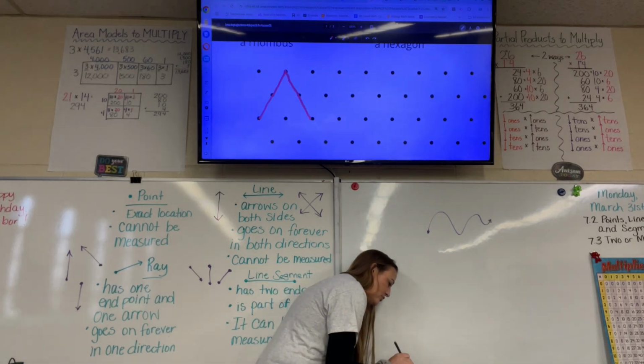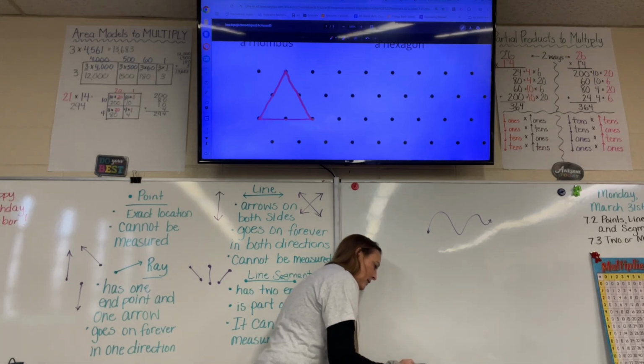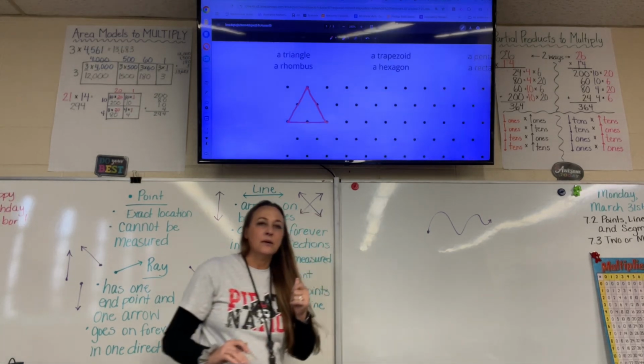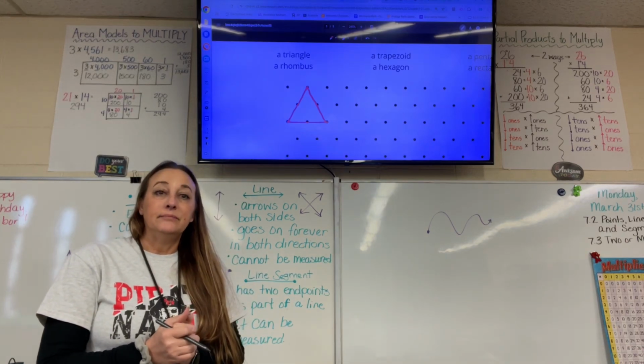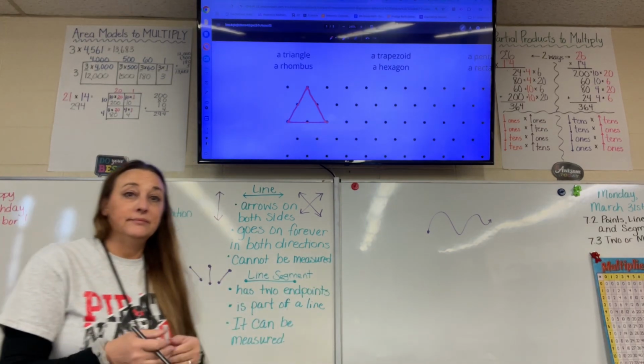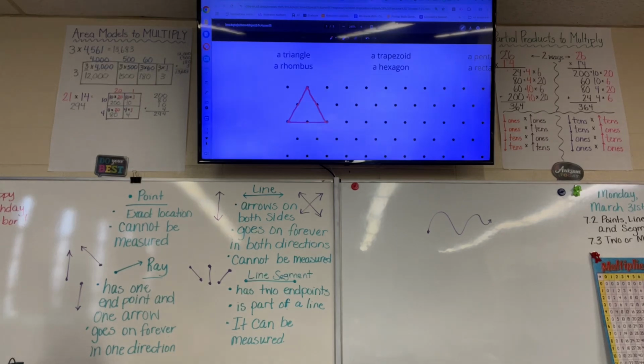Here is my triangle. Okay, the next. Can it be upside down? Yeah. It just tells you to use the points to draw a triangle, so you can do it however you want, but you just have to be able to fit them all in here. What is a rhombus?